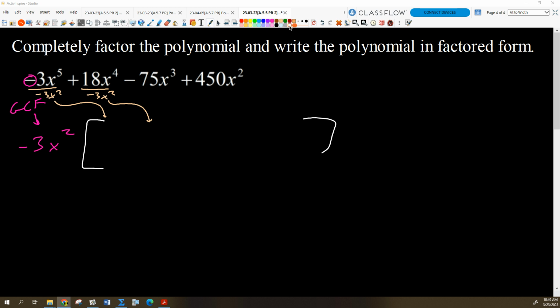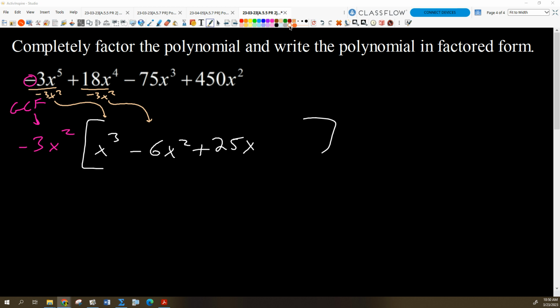What is left behind then? X cubed, right? 18x to the fourth divided by negative, so I'm going to get negative, aren't I? Positive divided by negative, 3x squared. What's that? Negative 6x squared. If we do the same thing here, negative divided by negative is positive. 75 over 3 is 25. X cubed divided by x squared is x, okay.